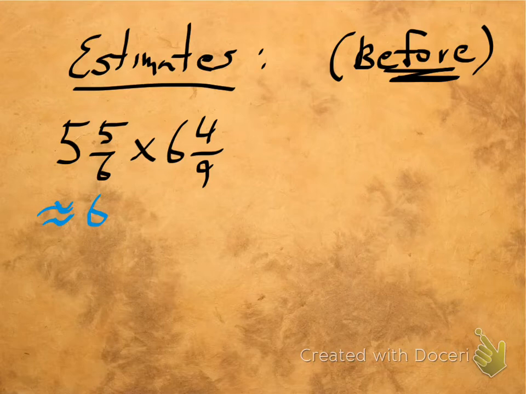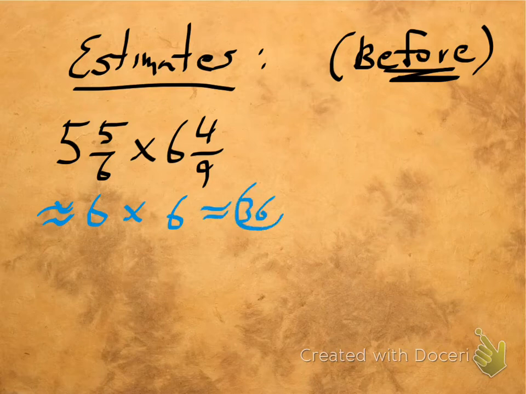Now, is 4/9 smaller than or bigger than a half? It's smaller. Think about everybody. While you're watching these, you think about these questions. Yeah, it's a little bit smaller. 4/8 would have been a half. It's a little bit smaller. So that one's going to round to 6 too. So 6 times 6 is going to round to about 36, right? So if we don't get an answer reasonably close to 36, we've probably made a mistake. Okay, so that's pretty much it. Don't forget to do your estimates.